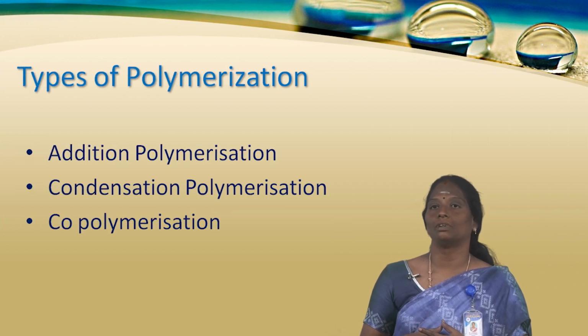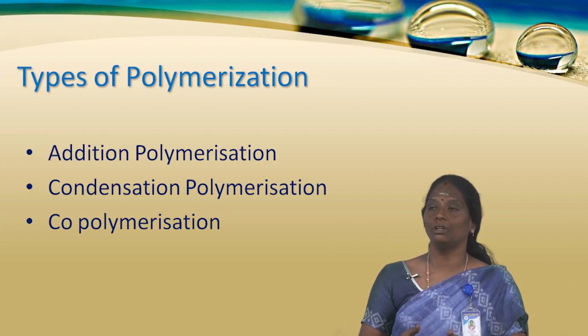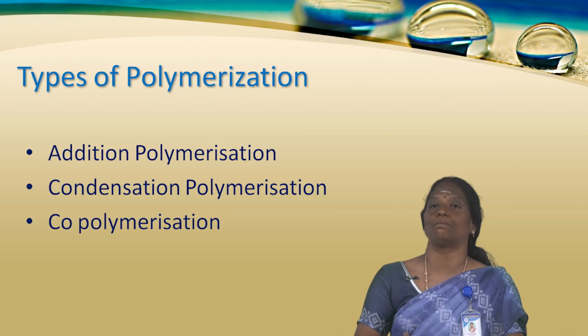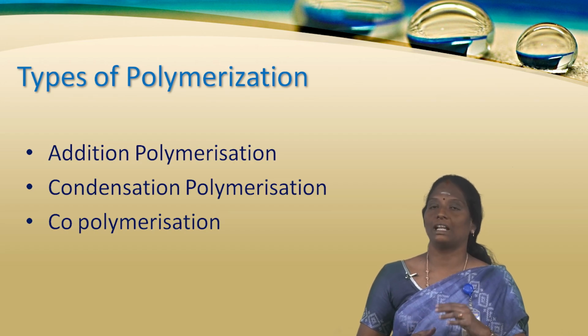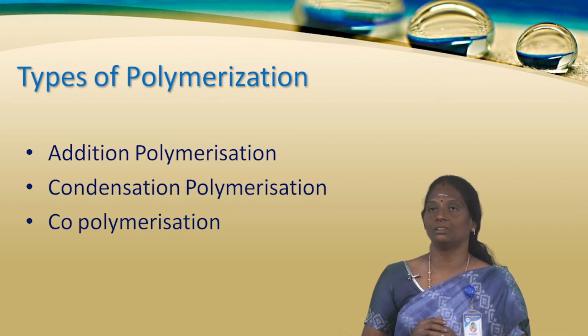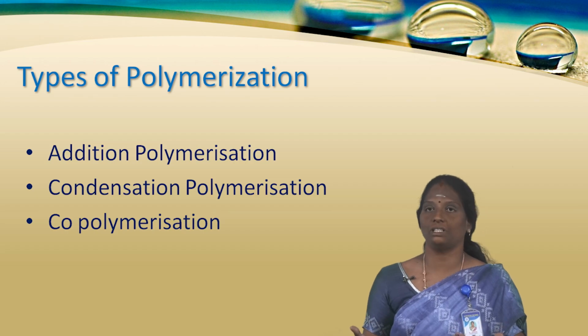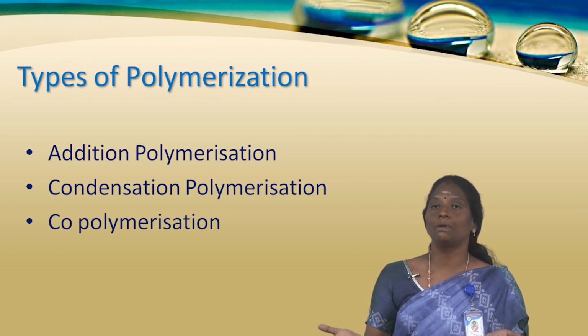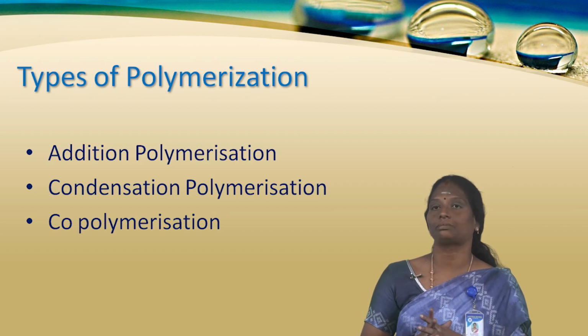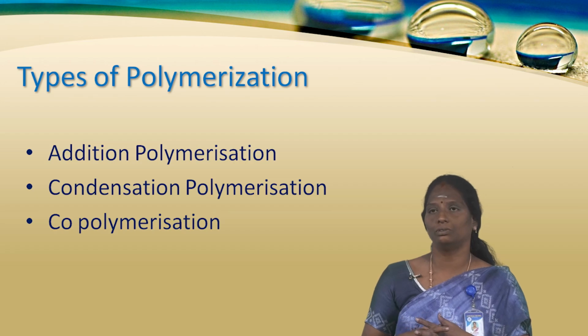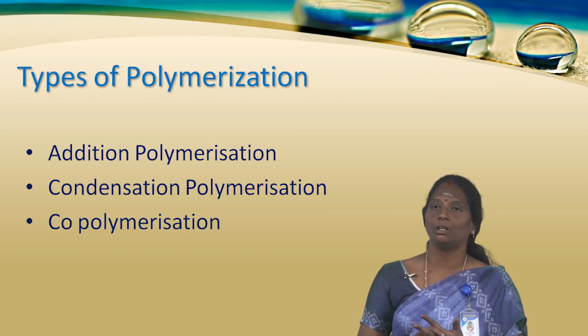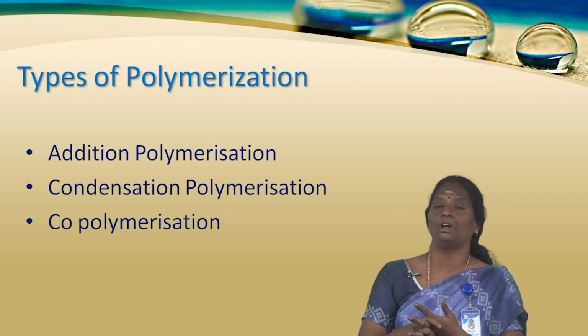Next topic, we are going to discuss about our today's topic, types of polymerization. The reaction in which monomers combine to give polymers is known as polymerization. That means the preparation of polymer is also called as polymerization. It can be broadly classified into three categories. First one, addition polymerization.